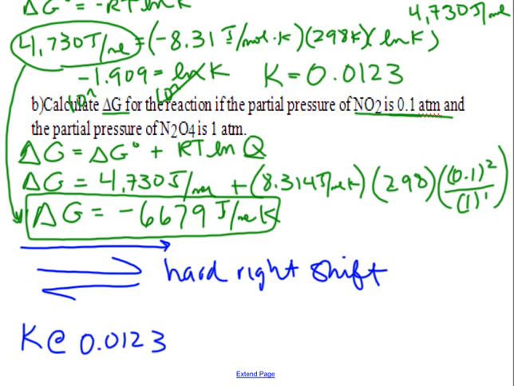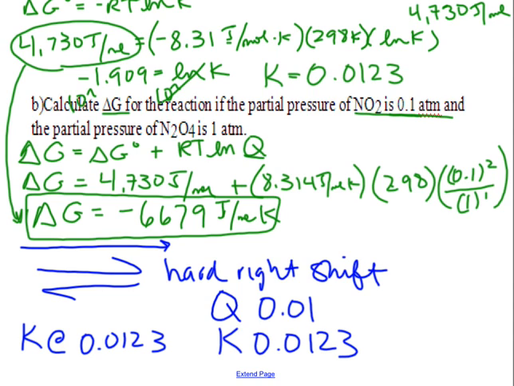So let's see if the Q forced a right shift. Our Q, I'm just verifying what our numbers are showing us. Our Q in this problem is 0.1 squared, which is 0.01. Our K is 0.0123.